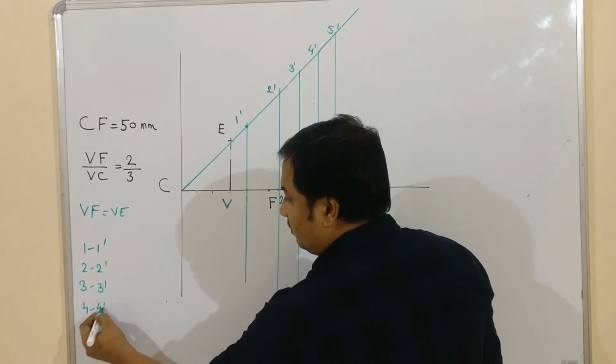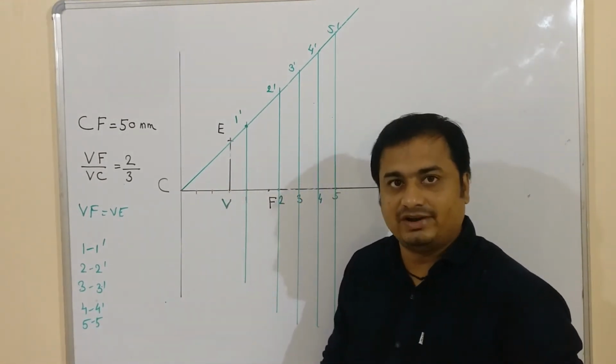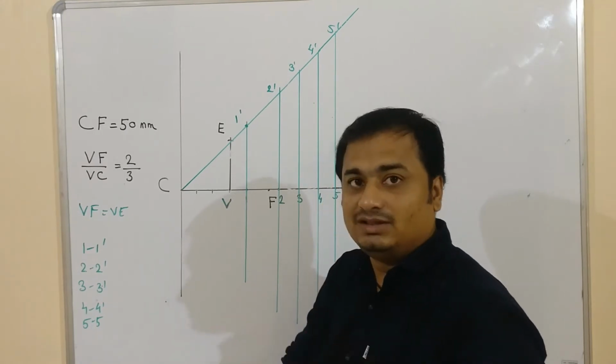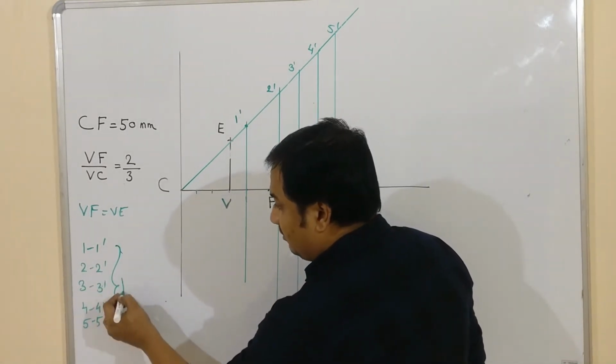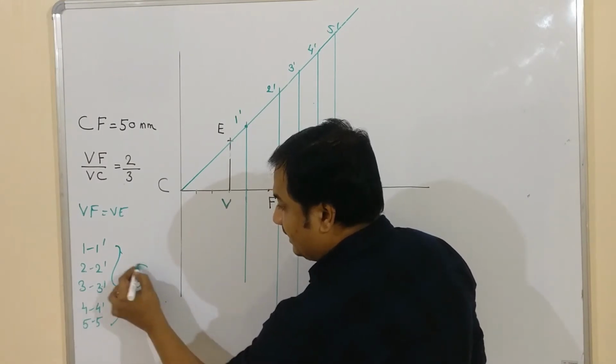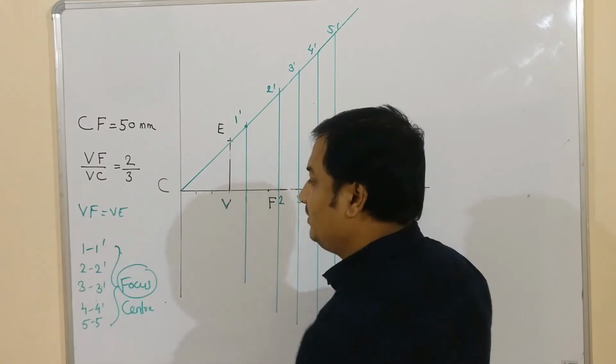Radius will be 4 dash, and the radius will be 5 dash. So the radius will keep on changing, but one thing that will not change is the focus. That is the center. So the center will be the focus, but the radius will keep on changing.